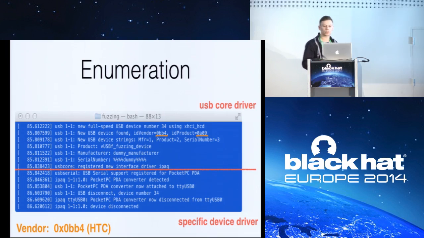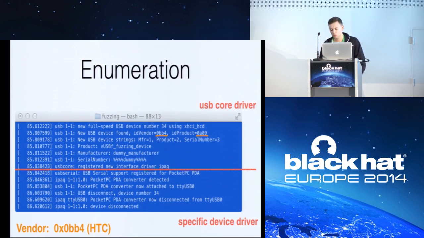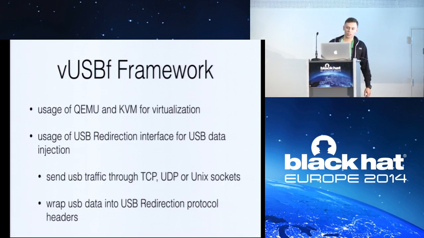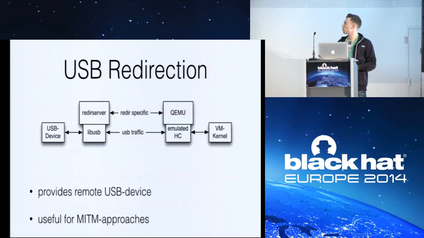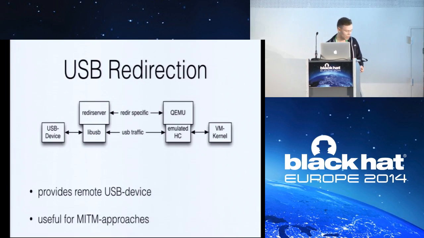And well, our goal is to try out all of them in the Linux kernel or in another operating system. We realized this by using our virtual USB fuzzer framework, and we used QEMU and KVM for host, target or victim virtualization. For providing USB data to the virtualized operating system, we used a USB redirection interface or protocol. The USB redirection protocol and interface was designed for providing some USB remote functionalities to QEMU. And this is the architecture.